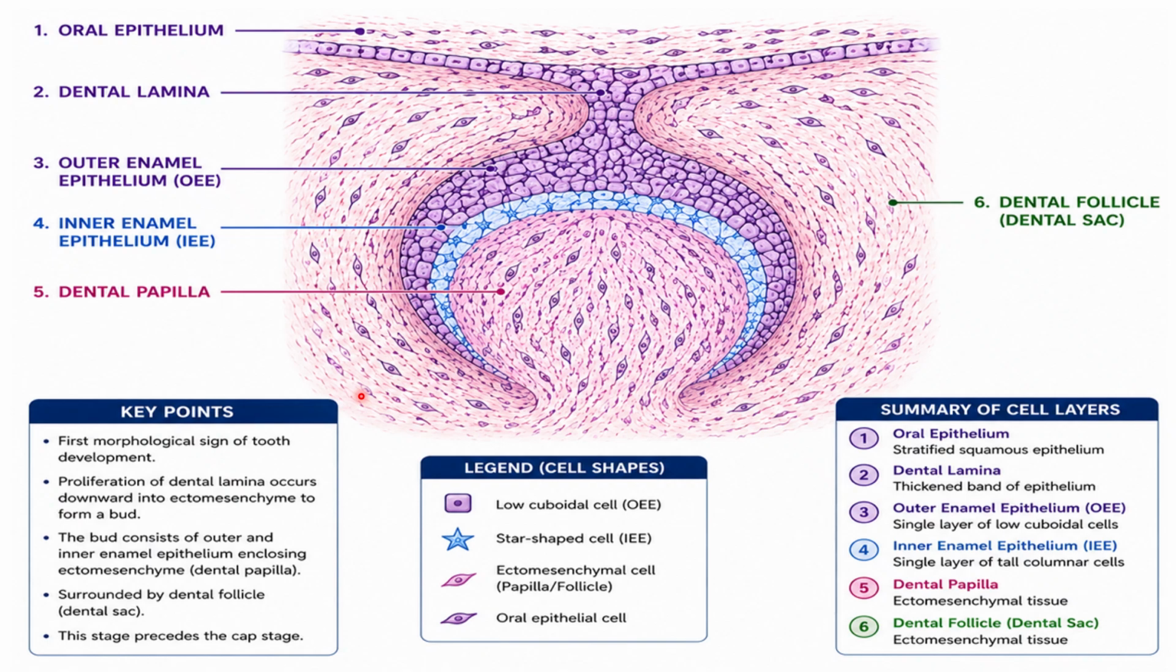Coming to the significance of the bud, if there is failure of bud formation, it can lead to hypodontia or anodontia, and excessive budding can also result in supernumerary teeth. In the next video, we'll discuss the cap stage where the enamel organ acquires its characteristic cap shape and the dental papilla and dental follicle become more clearly identifiable.